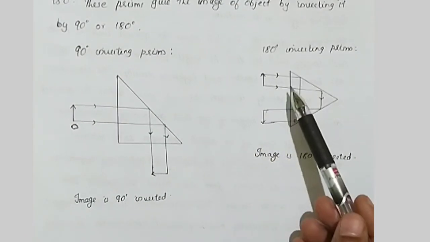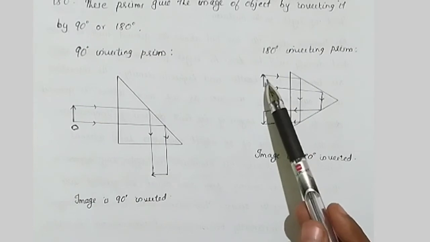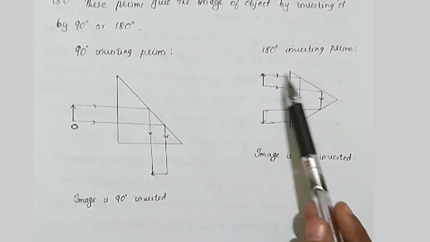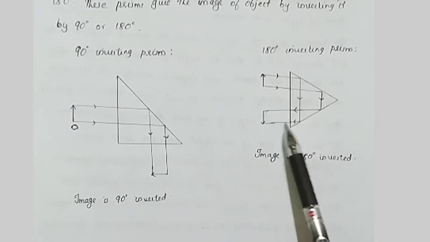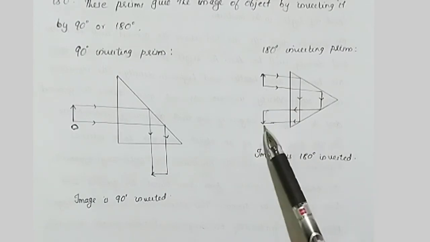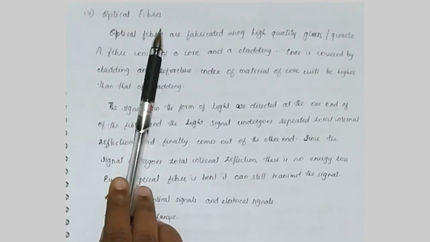Similarly, when we arrange the prism in such a way and we observe the image formed by the object, the two light rays from the object again undergoes total internal reflection, and we obtain an image which is 180 degree inverted. The next application is the optical fibers.